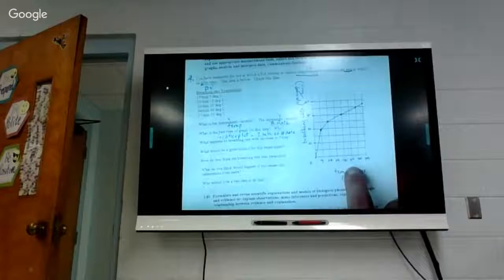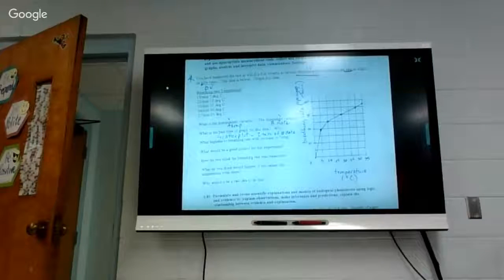So 25 degrees Celsius is about 72 degrees Fahrenheit. What we find is we would raise the temperature up to 40 and it would start to go down because it was struggling. So what are you going to say? What happens to the breathing rate with an increase in temperature? Yeah, it increases. Absolutely. So what would be a good control for the experiment? Because I should have asked that earlier.